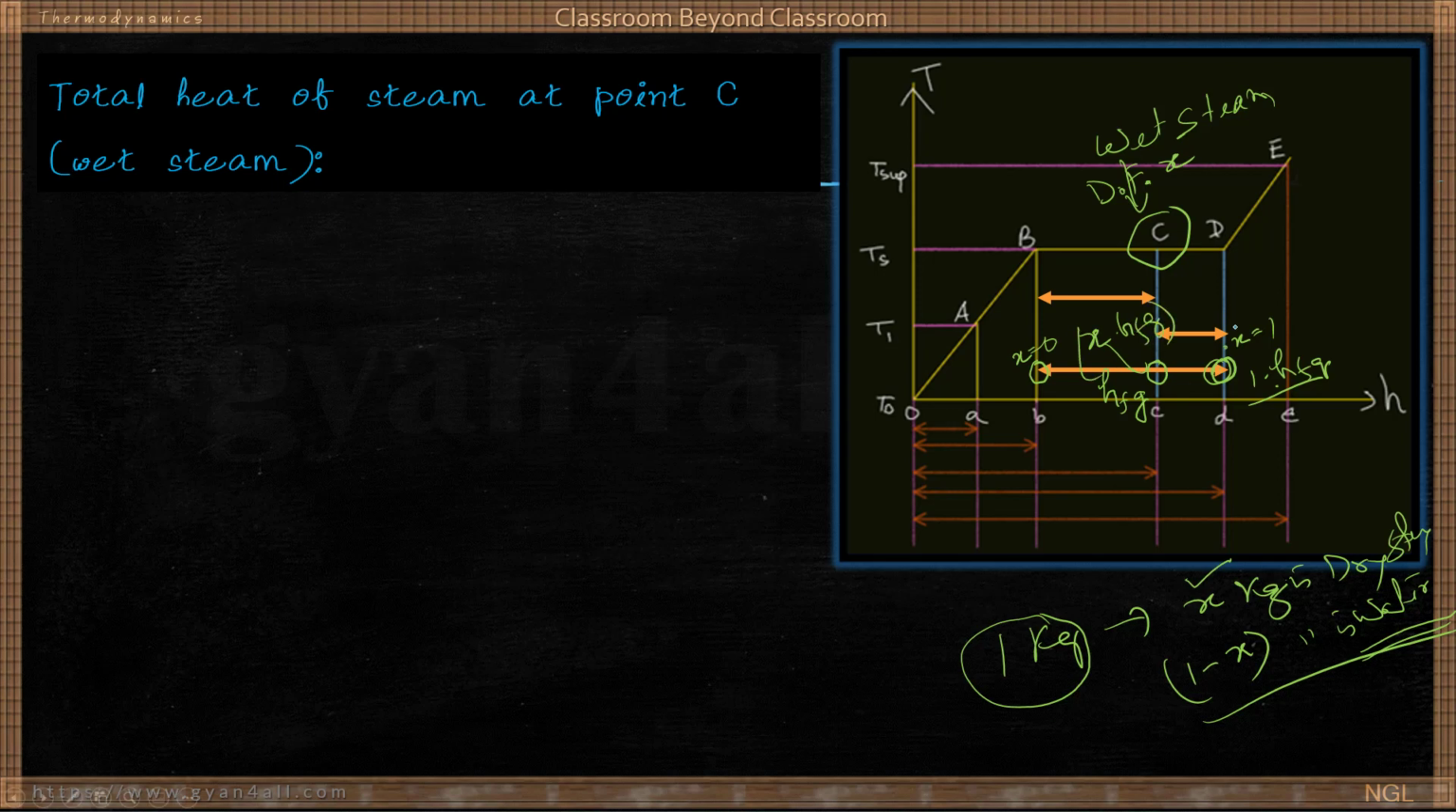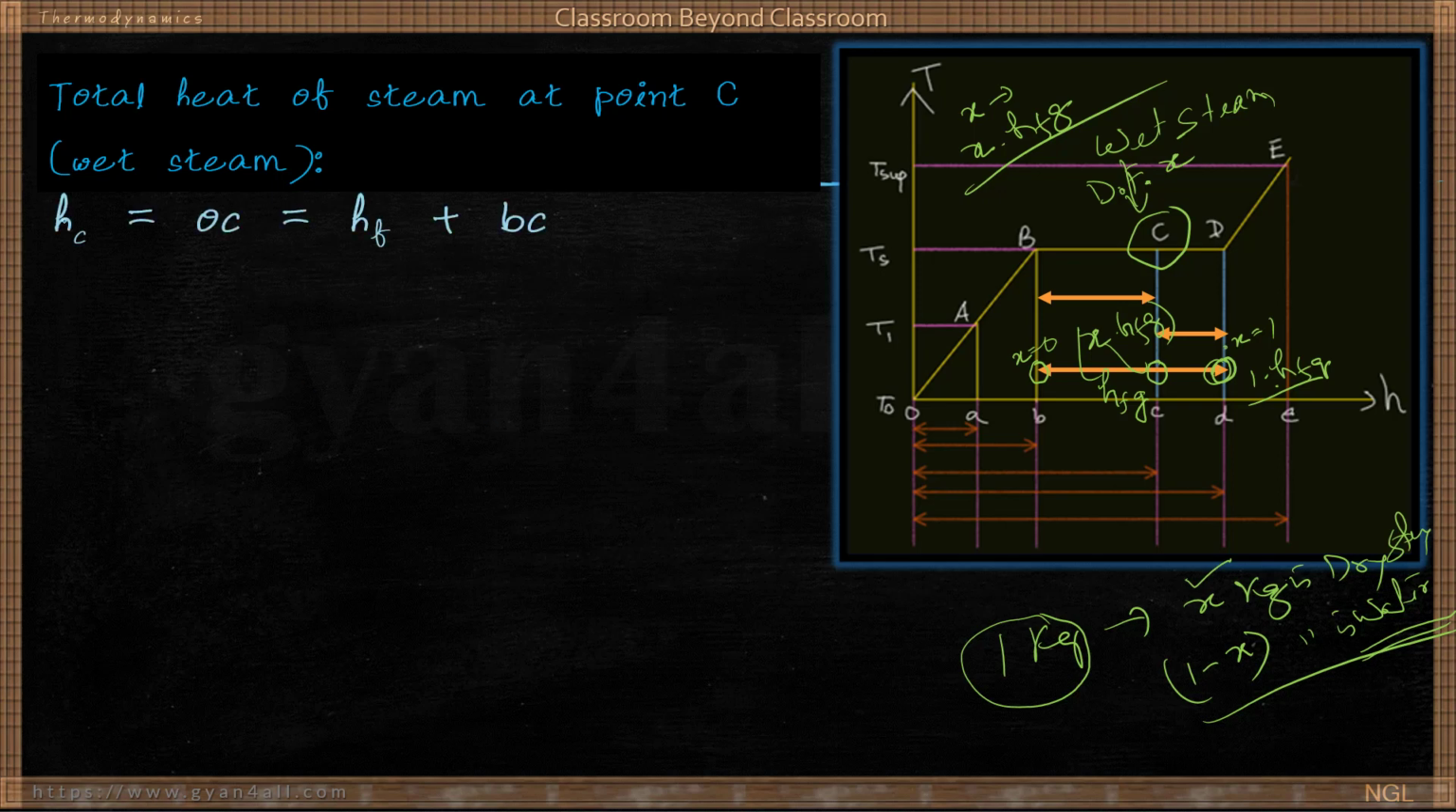So HFG for 1 kg of steam, 1 kg of dry steam, it is HFG. But if in 1 kg of wet steam, X kg is dry steam, then it will be X into HFG. Okay, that we will discuss. Now what will be the total heat?